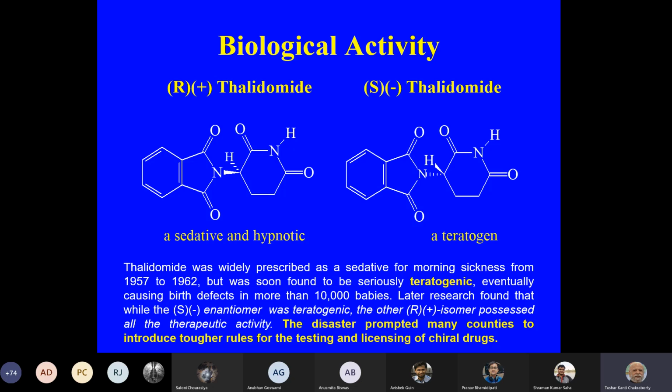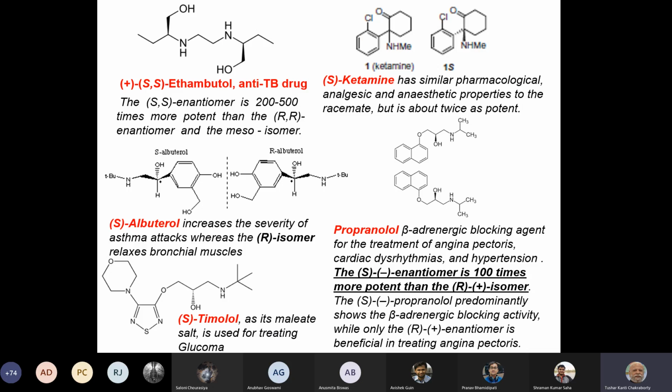Later on they found that the molecule on the right-hand side is the teratogen, and this one is actually the drug molecule. Its isomer was causing this problem. So now it is almost mandatory, as I said, that if you have a chiral synthetic molecule, you give it as a single enantiomer.